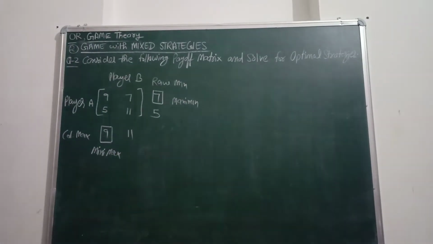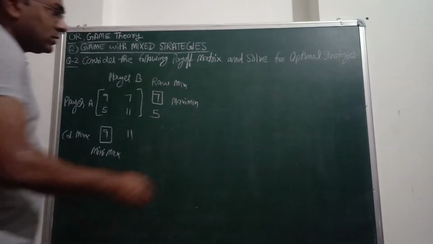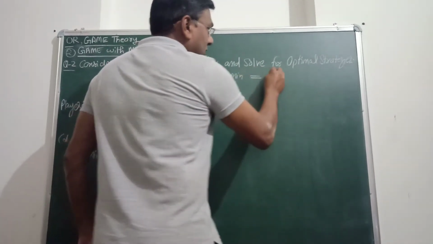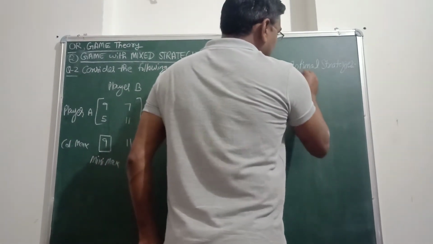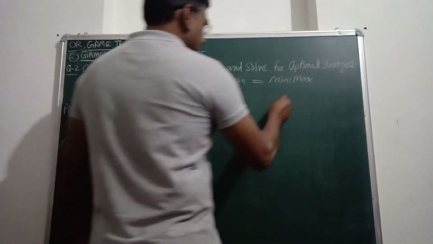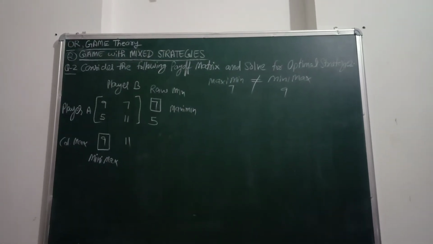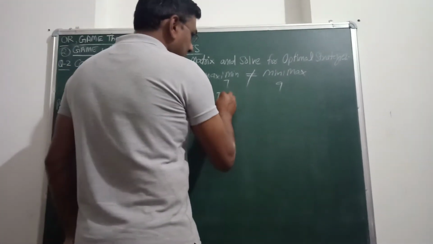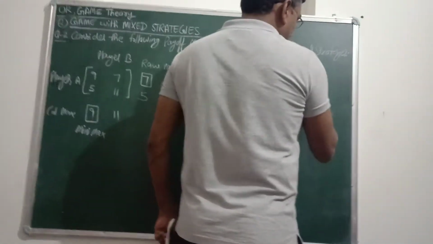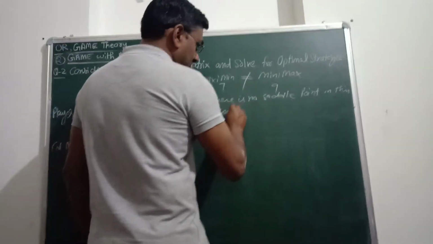Now we have to check whether there is any saddle point or not. Check whether the maximin value is equal to the minimax value. You will see that the maximin value is 7 and the minimax value is 9. So the maximin value is not equal to the minimax value, which means there is no saddle point in this game.